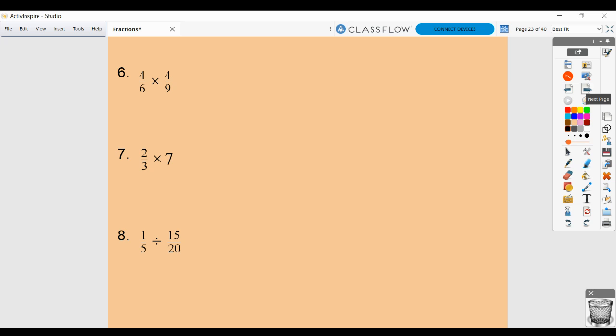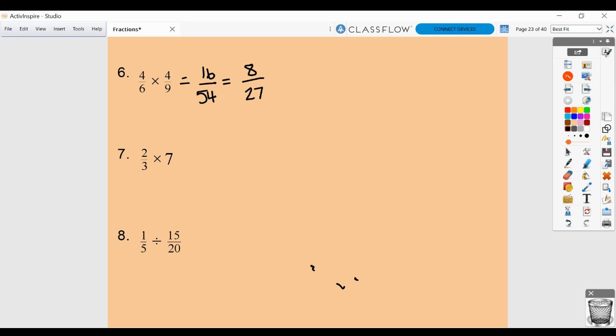Okay, 6 and 7 are multiplying, so you're just going to multiply straight across. So 4 times 4 is 16. 6 times 9 is 54. You can simplify that at least by 2 because both of them are even. So 16 divided by 2 would be 8. 54 divided by 2 is 27.